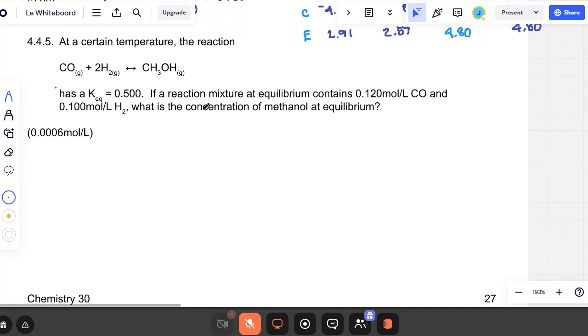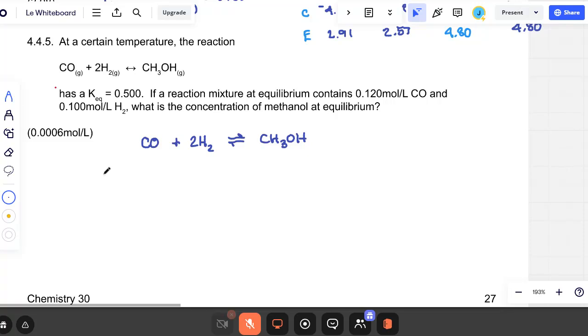And one more. At least we have plenty of room for this one. Carbon monoxide reacts with 2 hydrogens, in equilibrium, and we get methanol. Oh, this is different. Okay, they tell us the equilibrium constant. What are they doing here? If a mixture at equilibrium contains, blah blah.